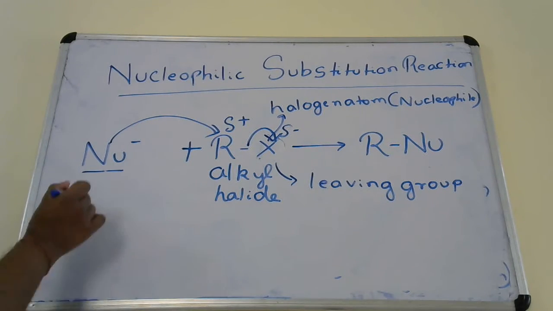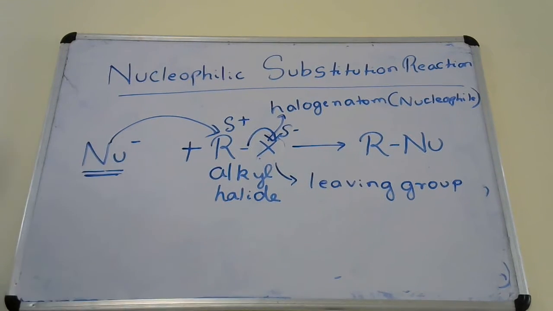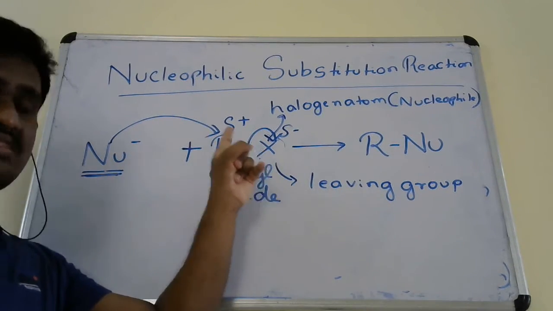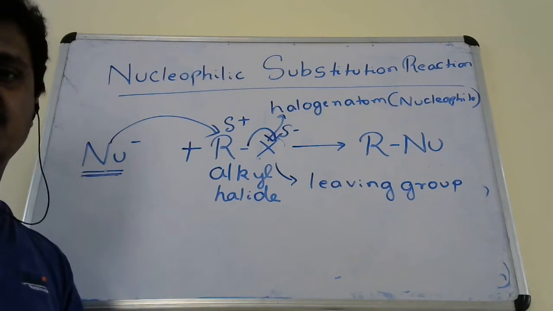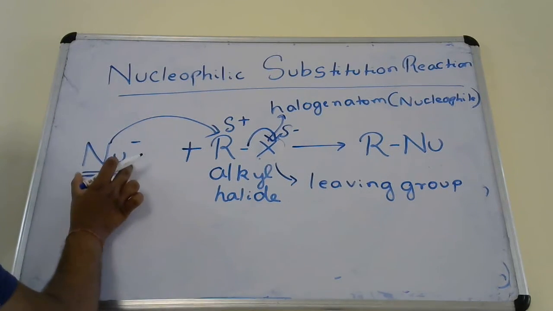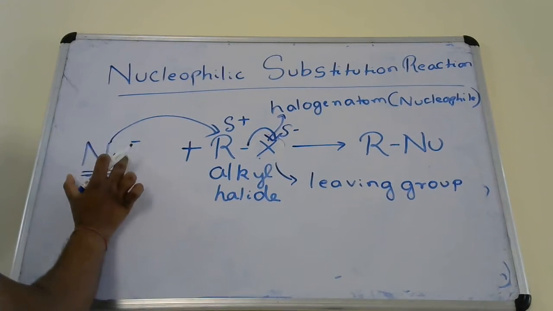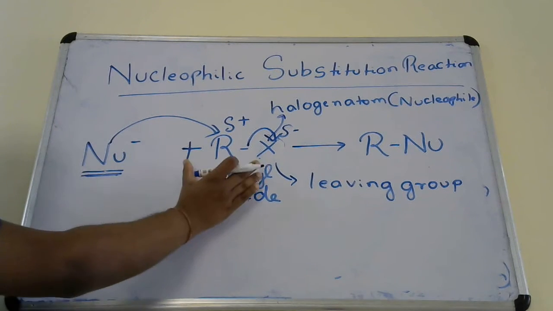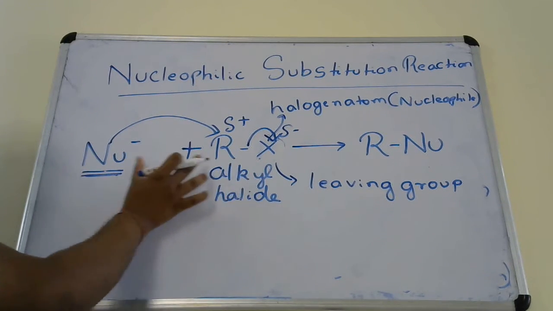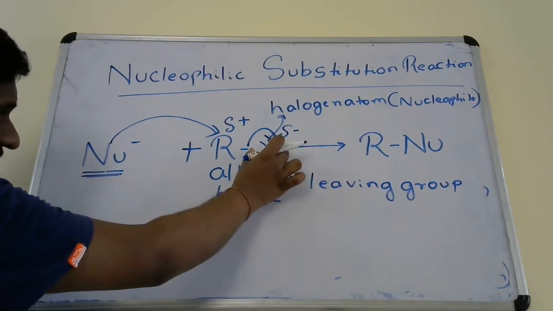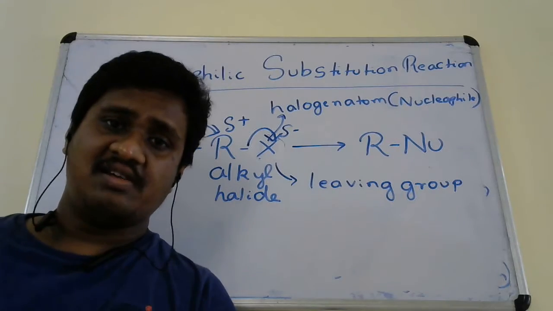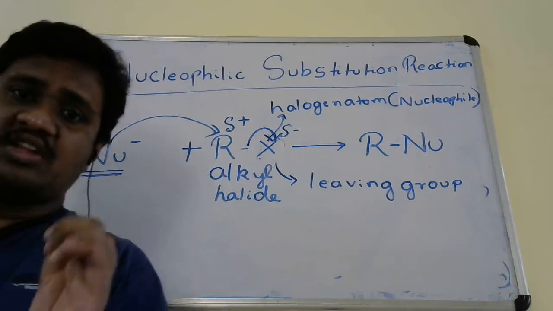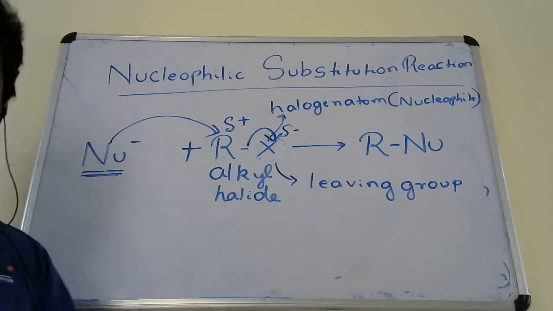Now in order for the new nucleophile to replace the halogen atom, it must be stronger than this halogen. The external nucleophile, the new nucleophile which is attacking the alkyl halide, must be a stronger nucleophile. Otherwise, how will it replace? A stronger nucleophile will replace the halogen.